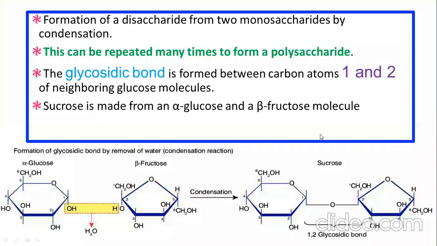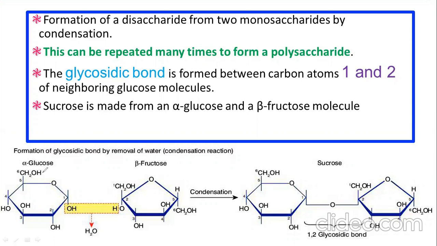Dear students, in the last lecture we discussed glycosidic linkage formation between two monosaccharides to form disaccharides, in which we discussed the example of sucrose. So you can check here how the condensation reaction will happen, and how that water will be removed. This mechanism is very important.